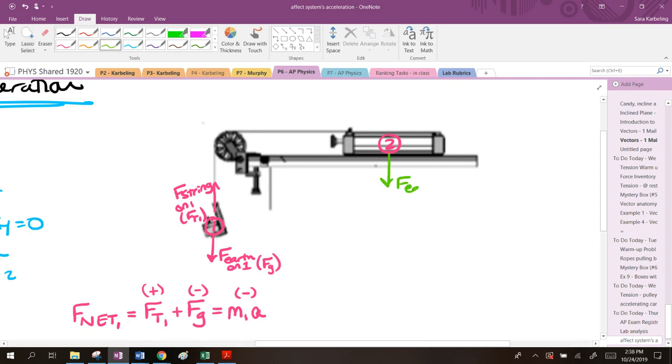Force of the earth on the cart, which is number 2. That's FG2. Cool. All right. Elizabeth, what did you have? Do you have another force?